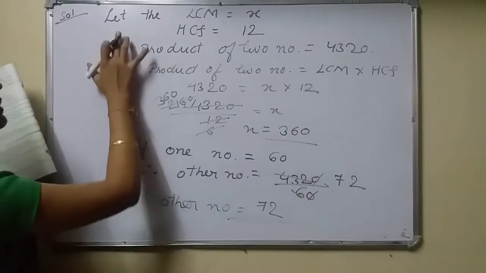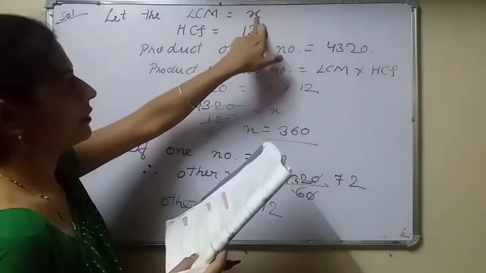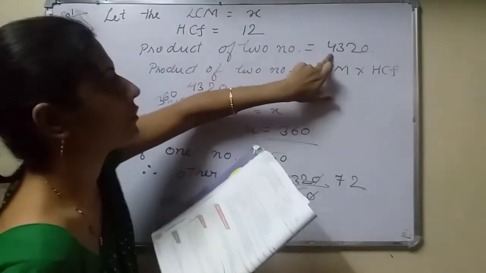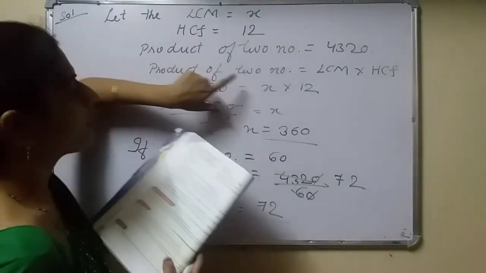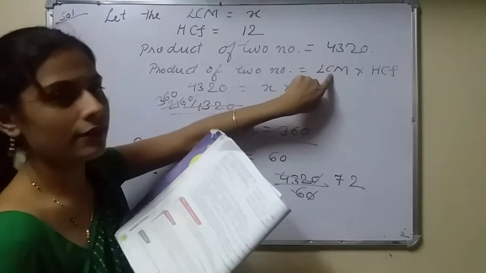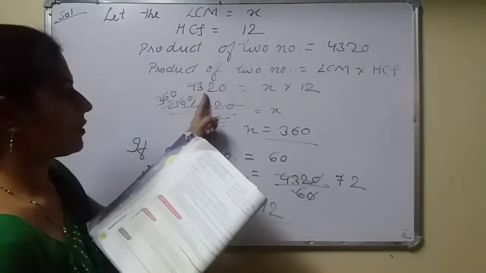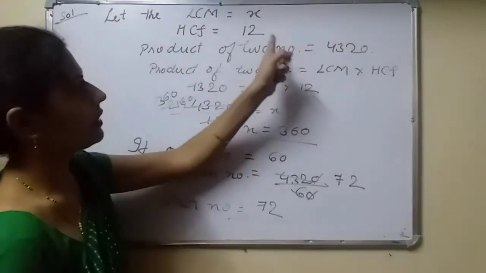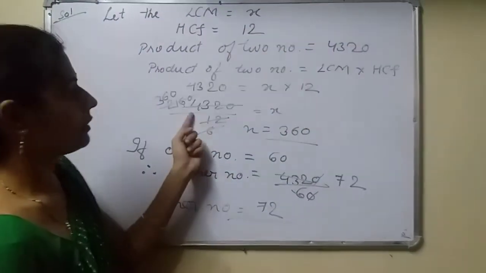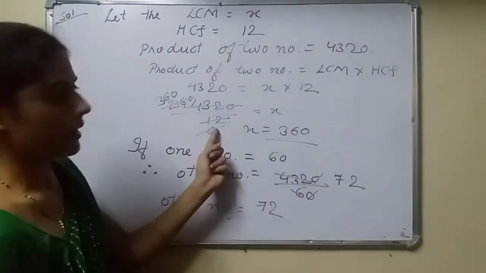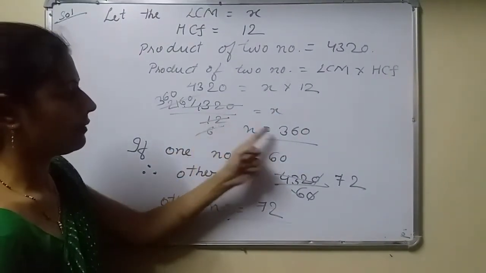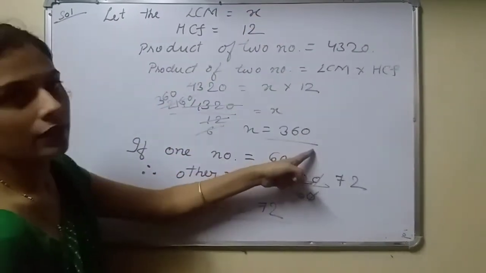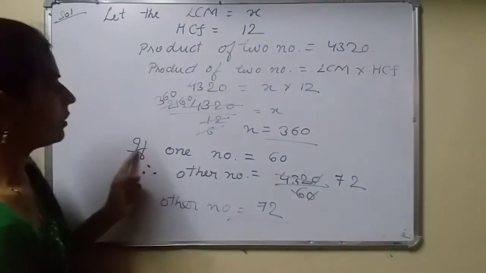Now see, I will explain you once again. Let the LCM be X. It is not given here. HCF is 12. Product of two numbers is equal to 4320. What is the formula? LCM into HCF. So 4320 is equal to X into 12. When you divide by 12, 4320 divided by 12, X is equal to 360. It means you got the LCM here 360 and HCF is 12.